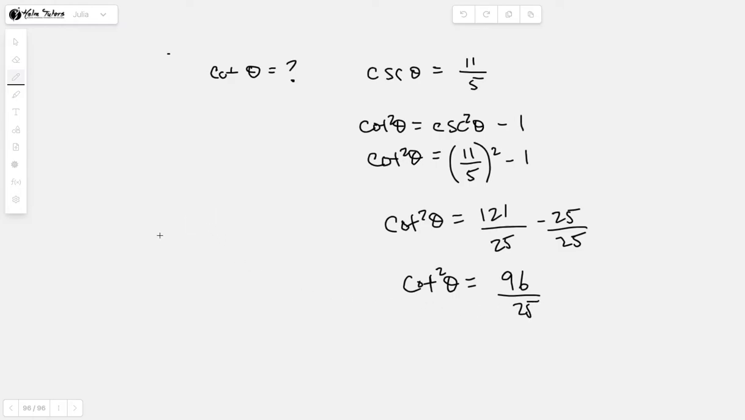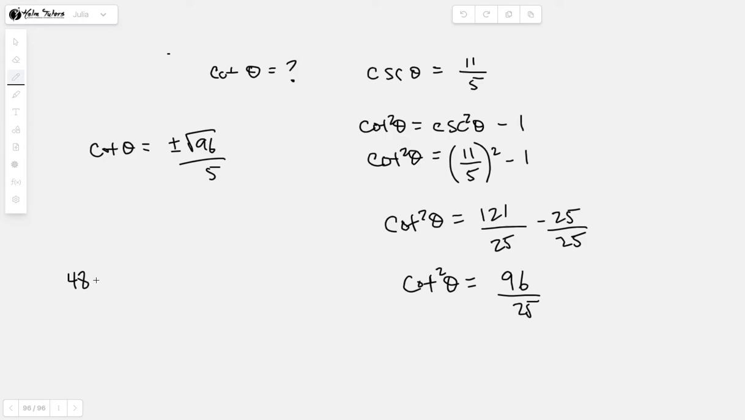Okay, now, you talk a little bit beyond here. So what do I do next? Yep. So cot theta equals, yeah, so first of all, very crucial, plus or minus the square root of 96 over 5. And then the 96, what is 96 divided by 2? A lot, like 48.